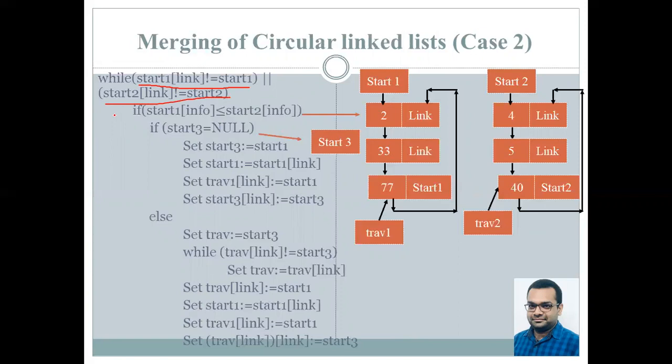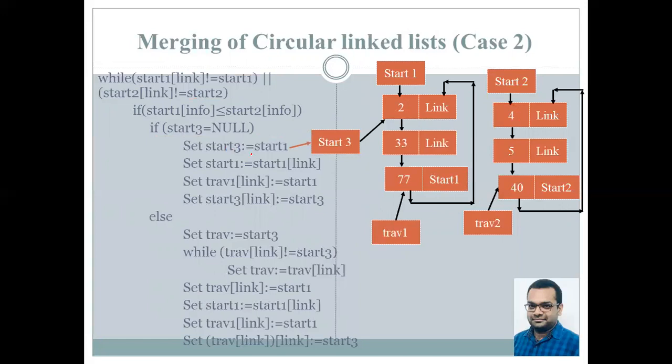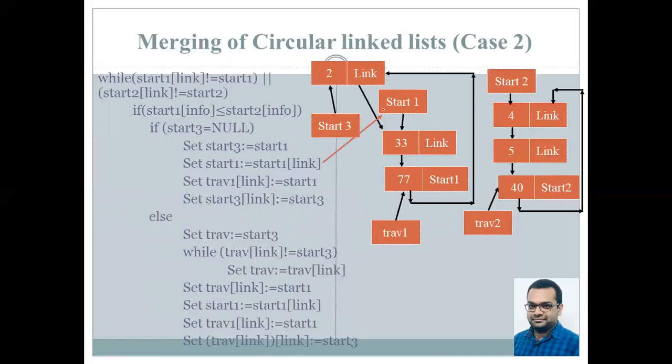Let's see how. Now we'll check if start1's information is less than or equal to start2's information. As you can see over here, this is the case. Start1's information is 2 and start2's information is 4. So this case is true. Therefore we check if start3 is null. That is, our merged linked list is empty, which is exactly the case. So we initialize start3 with the address of start1, that is the address of the first node of circular linked list 1. We increment start1 to point to the second node.